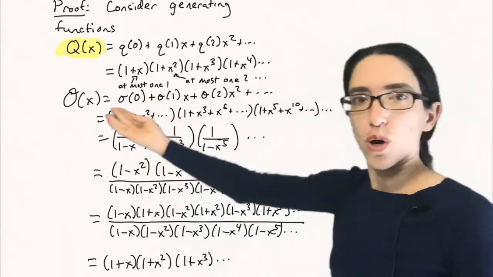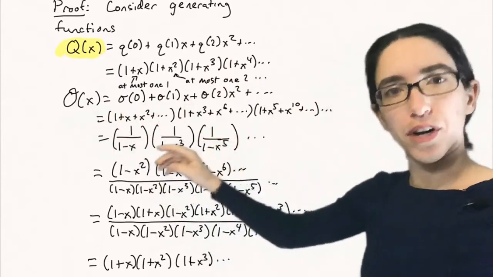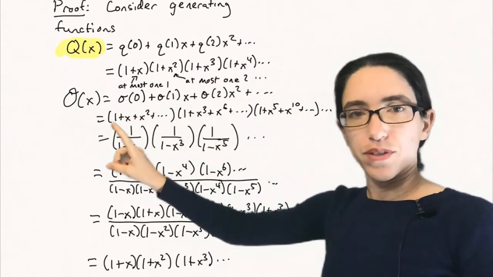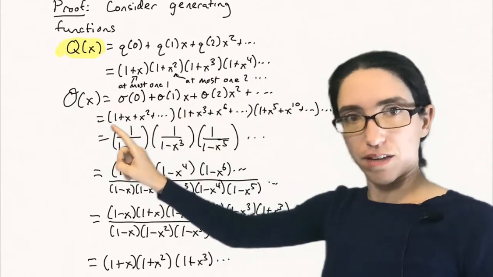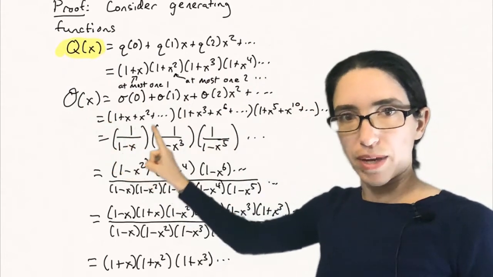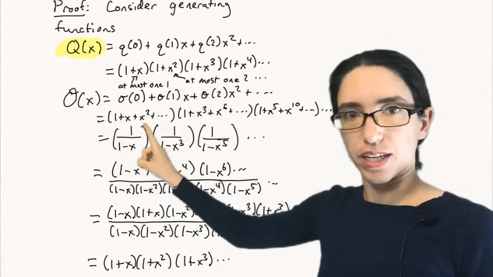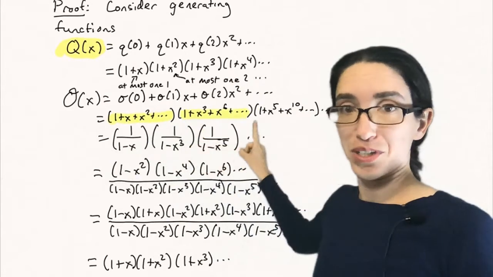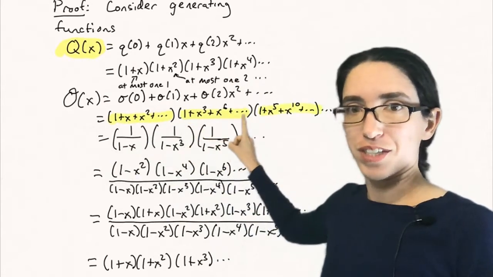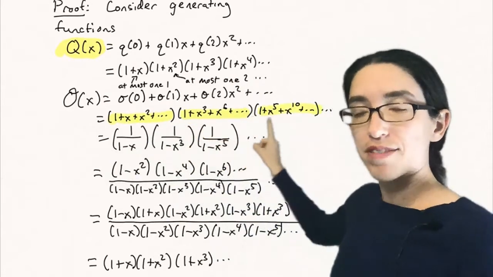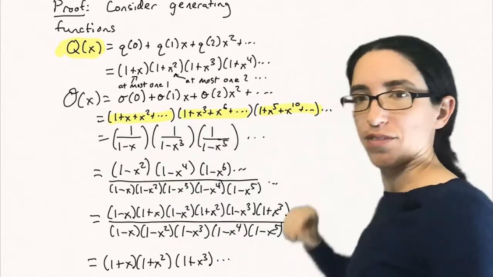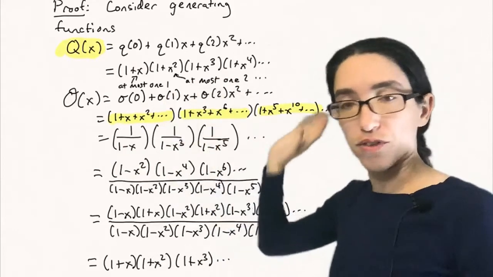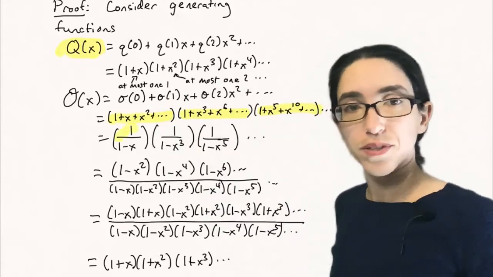And similarly for O of n, if we only want to use odd parts, then to factor that generating function, well, now you can use as many pennies as you want, 1 plus x plus x squared plus x cubed, etc. You can use as many 3-cent coins as you want. So here's the geometric series for 3-cent coins. Here's one for 5-cent coins, and so on for 7, 9, 11, all the odd numbers. And you just got rid of all the even numbered ones.